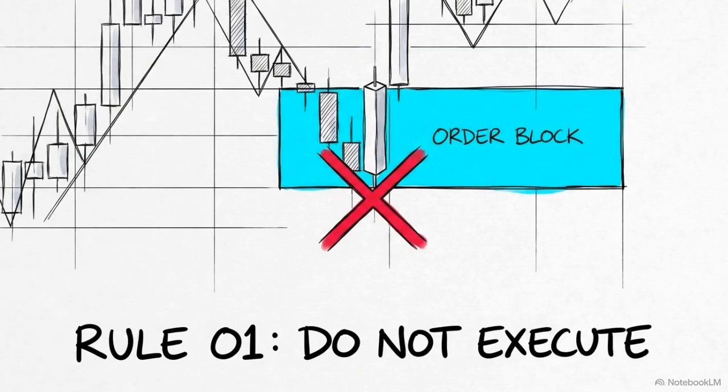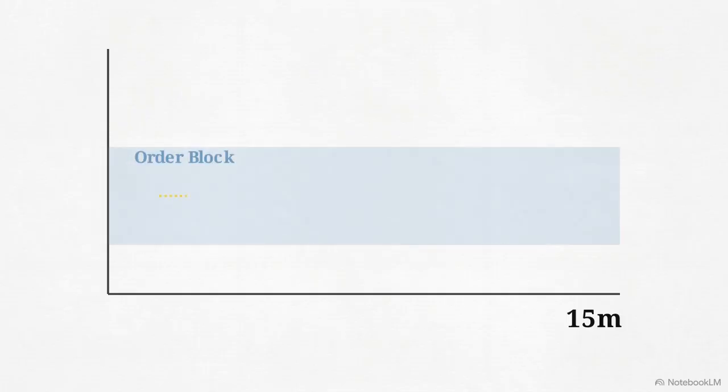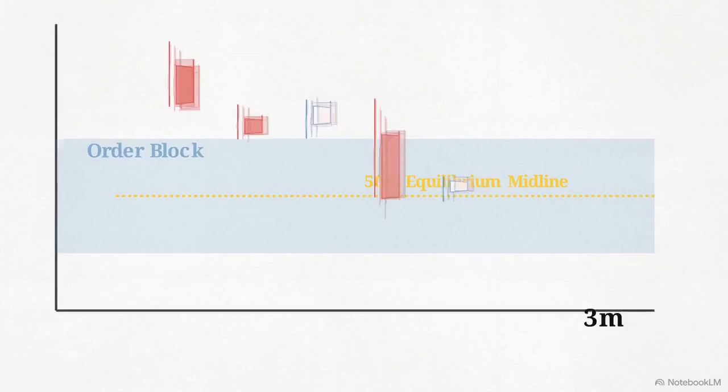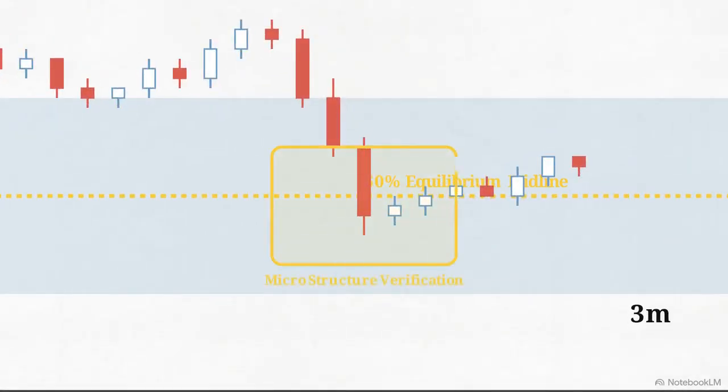We begin with a strict operational rule. Never execute a trade at the immediate outer boundary of a macro order block. Isolate the 15-minute chart and map the 50% equilibrium midline, the center of institutional gravity. Price must settle deep into this midline to shake out early retail liquidity. Once anchored, we step down to the 3-minute microstructure to start verification.